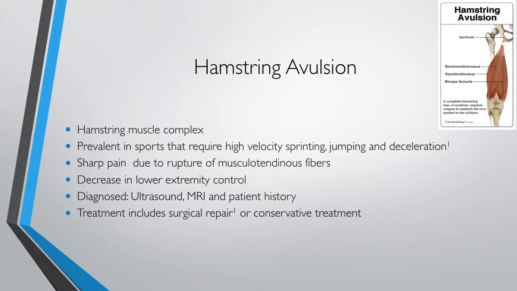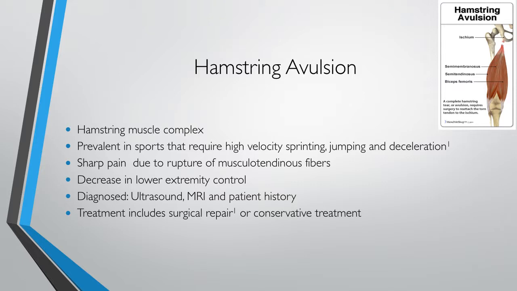Let's first touch on the topic of anatomy of the hamstring muscle complex. The hamstring muscle complex is located in the posterior thigh, comprising the semitendinosus, semimembranosus, and biceps femoris muscles. Hamstrings arise from the ischial tuberosity, crossing both the hip and knee joints.